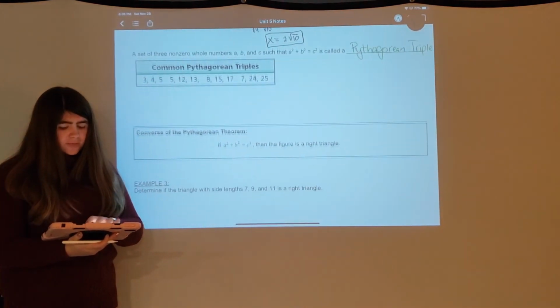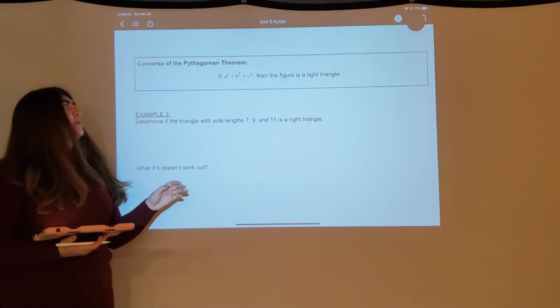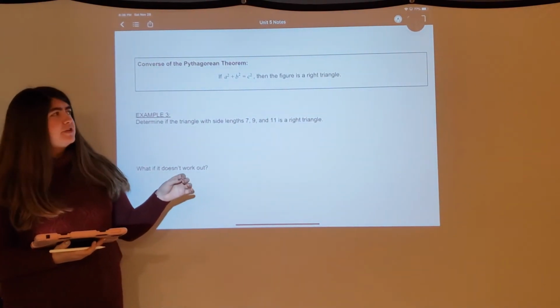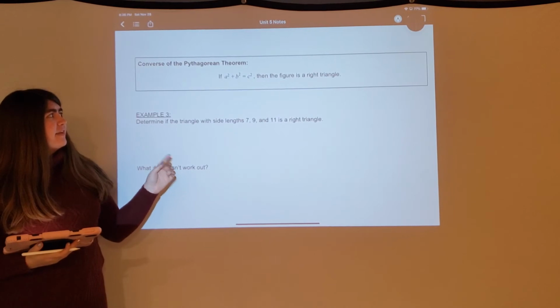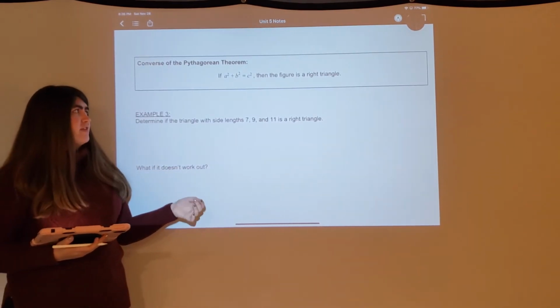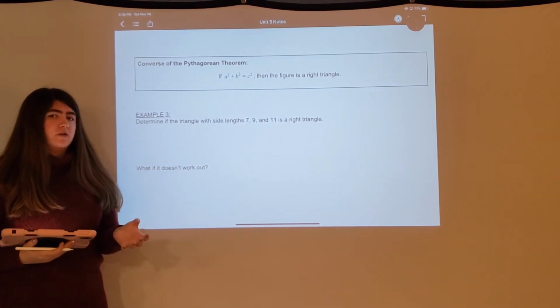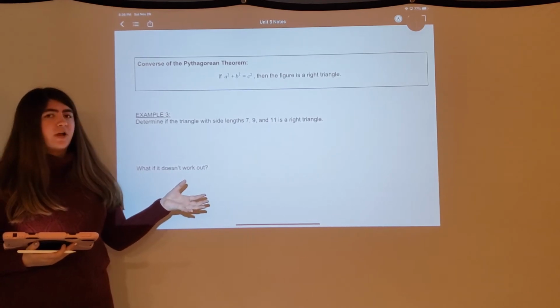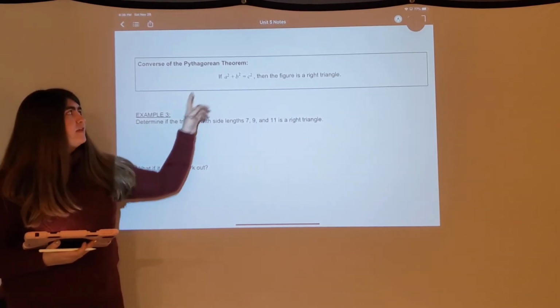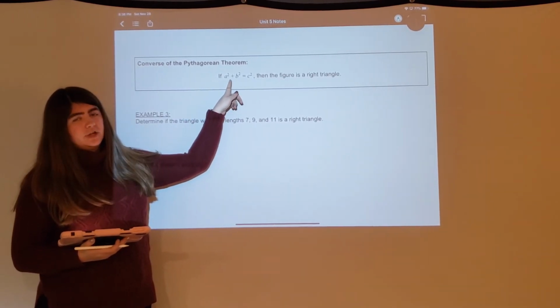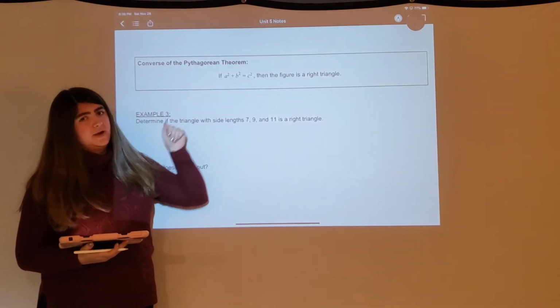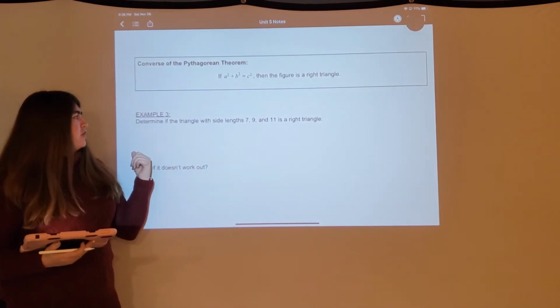Alright, so we have the Pythagorean theorem. I don't know if this one has been brought up too much before, but we also have the converse of the Pythagorean theorem, which says that if a squared plus b squared is equal to c squared, then the figure is a right triangle. So if you're not sure if it's a right triangle or not, but you know the side lengths, then you can plug them into the Pythagorean theorem, and if it checks out, then it is a right triangle.